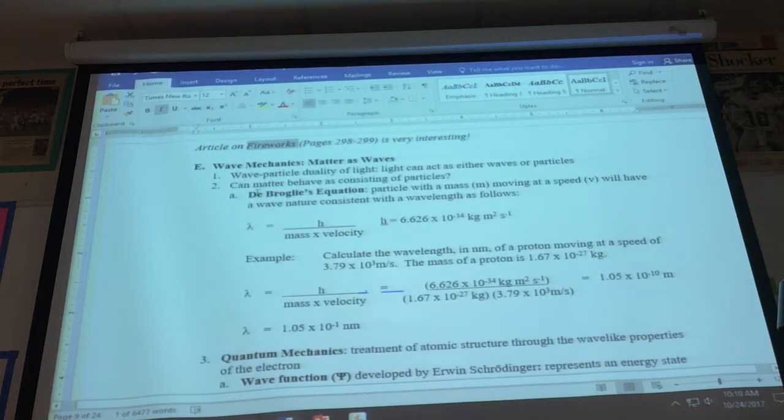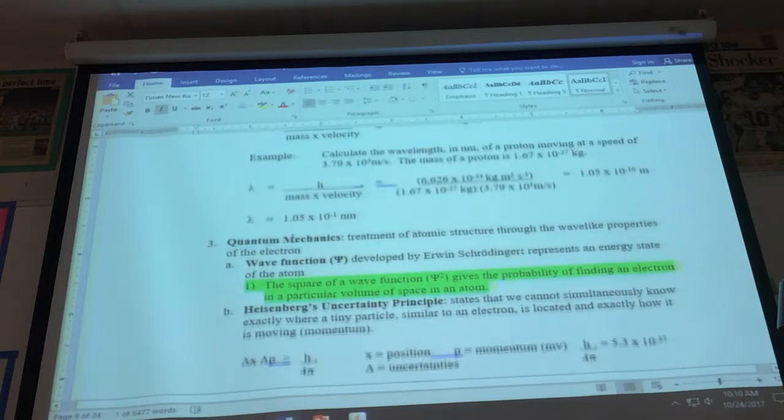The video mentioned de Broglie's equation. You don't need to be familiar with this anymore. What it does say is that a particle with a mass moving at a certain speed will have a wave nature consistent with a certain wavelength. You don't have to be able to calculate that anymore.